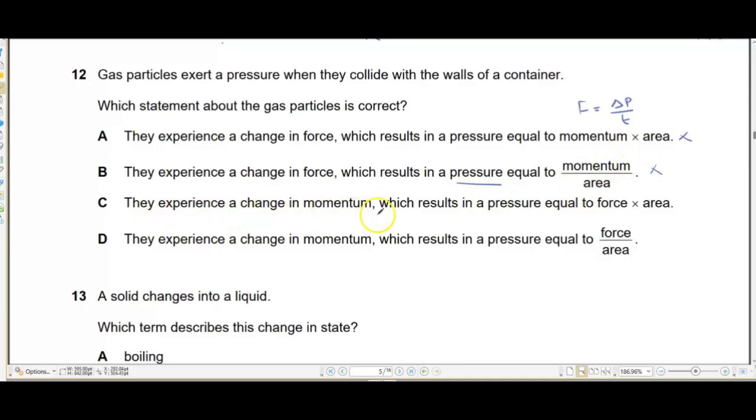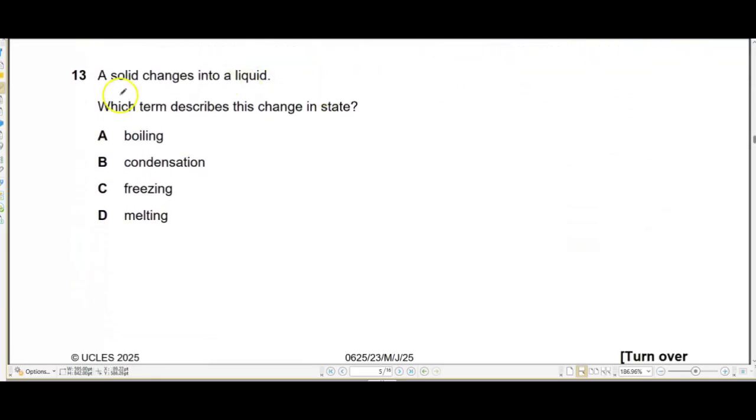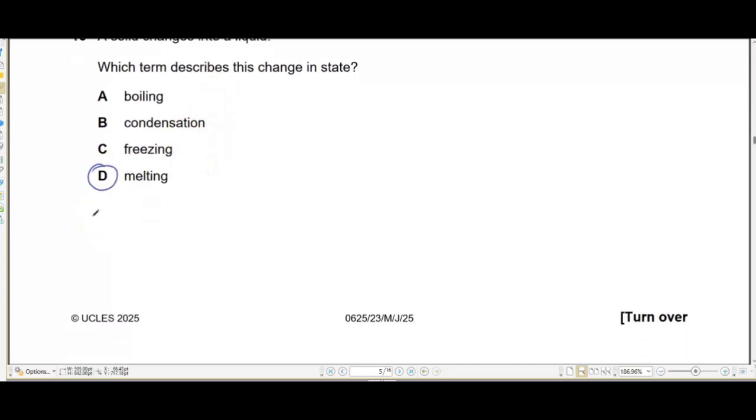They experience a change in momentum which results in the pressure equal to force into area. No, force over area is going to be the formula. D, they experience a change in momentum which results in the pressure equal to force over area. Yes, this is the correct formula. So D is going to be our correct answer. Question number 13. A solid changes into liquid. Which term describes this change in state? When a solid changes into liquid, it is obviously melting. So easy question. D is the correct answer.